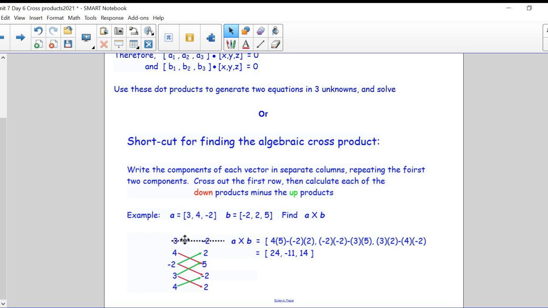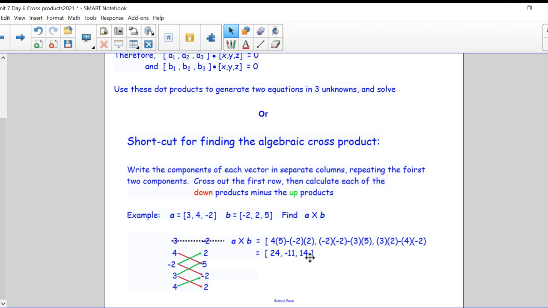So you don't use the first two numbers. You don't take the 3 and the minus 2, which come from the x component of both vectors. So you start with the 4, then you go to the minus 2, then you cycle back to the 3 and the 4. So that's kind of what he did, but he did it going across. Then you take the 4 times the 5 minus the minus 2 times the 2. That's what this is saying here. Eventually you're going to get 24, minus 11 and 14.